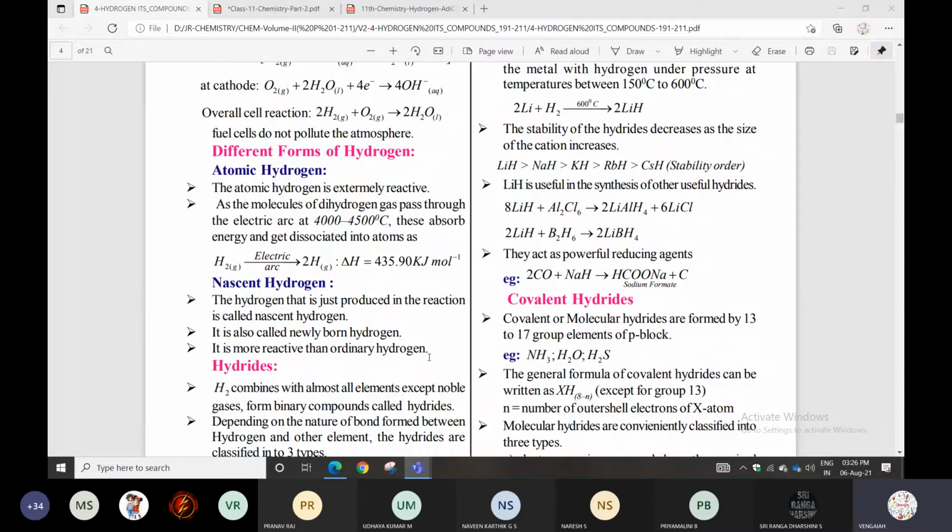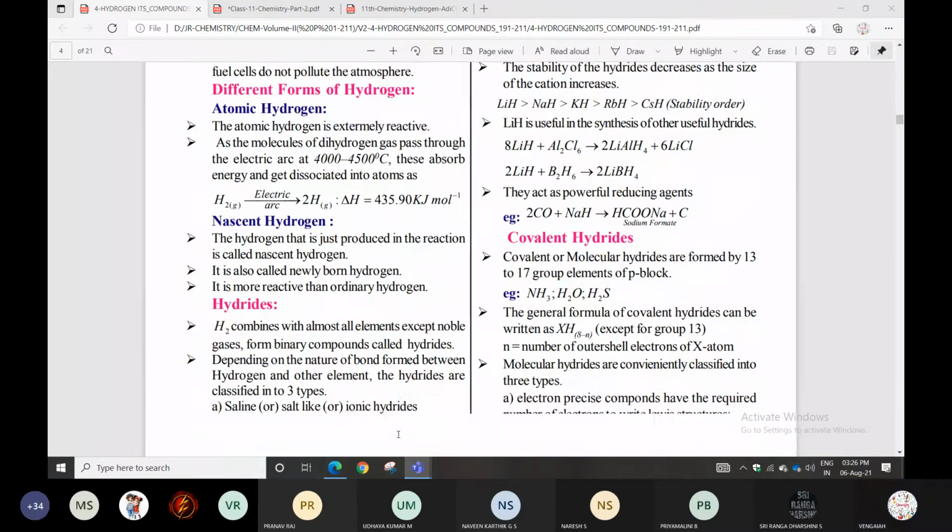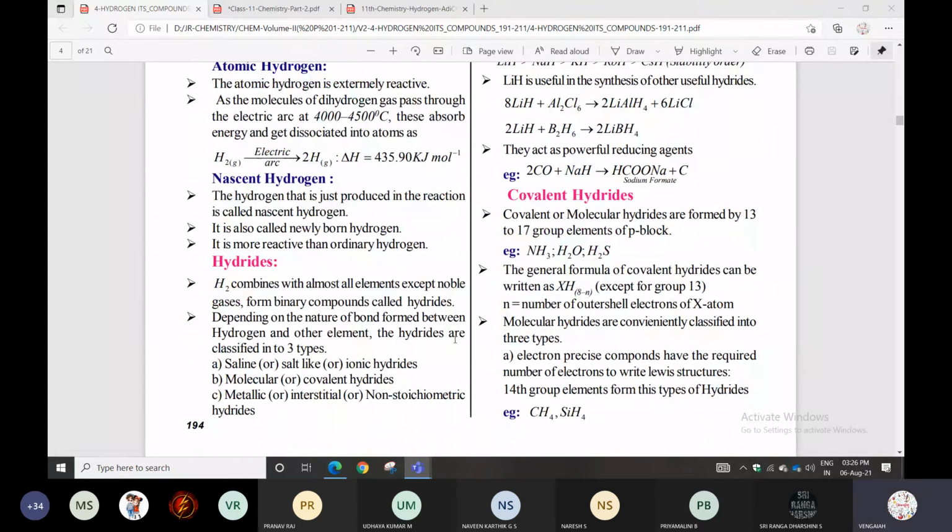Now you can check about hydrides. Hydrides are classified into a total of three types: ionic hydrides, covalent hydrides, and metallic hydrides. Just these three alone you can remember. Hydrides are classified into three types: covalent, ionic, and metallic.